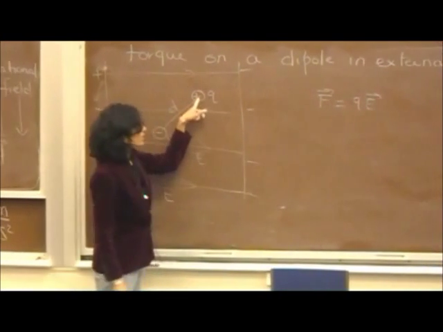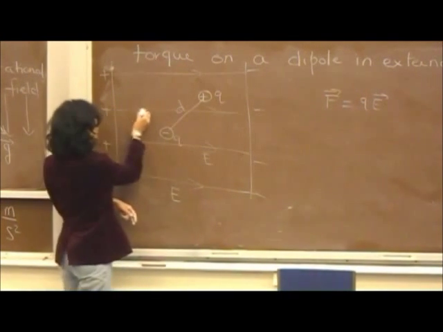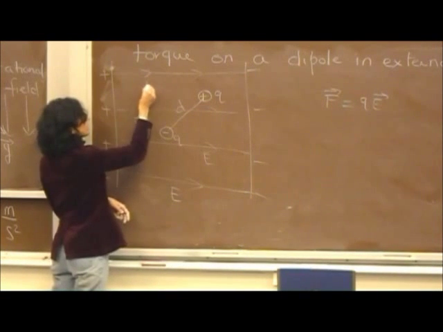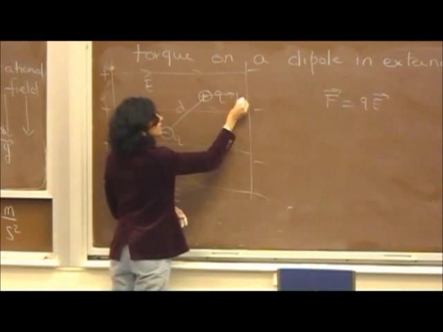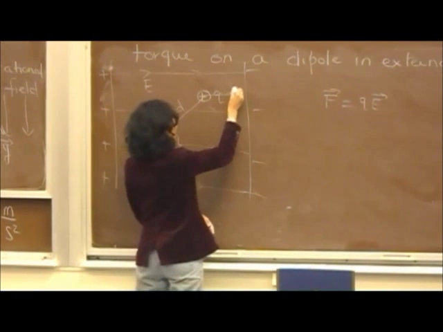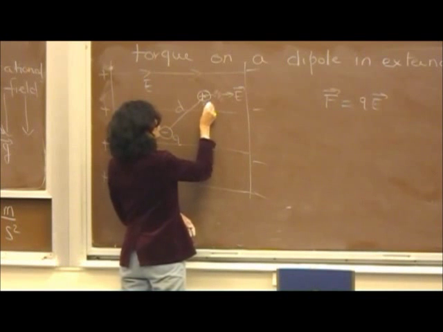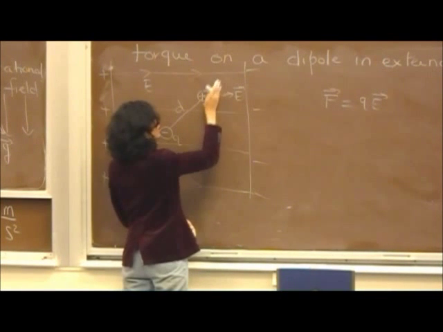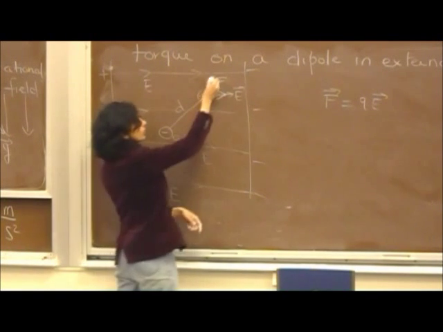So the force on this positive charge due to this external electric field, this is the direction of electric field, right? So at this point, the electric field is this way. Will the force be in the same direction? Yes. So on this charge plus Q, the force will be in this same direction, and the force will be that way also.